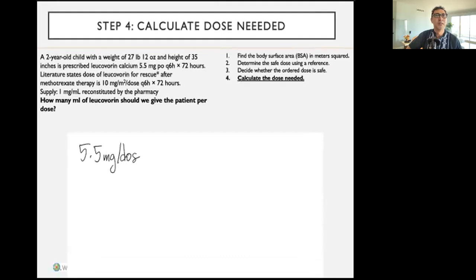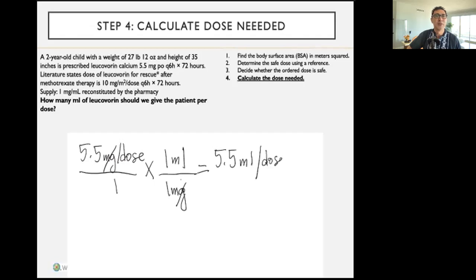I have 5.5 milligrams per dose. I'm using dimensional analysis here. And the medicine comes in 1 ml per 1 milligram. There we go, crossing off my milligram. Multiplication there. So now, nurse Samantha is going to administer 5.5 ml to this patient for this safe dose of this medication for the patient.